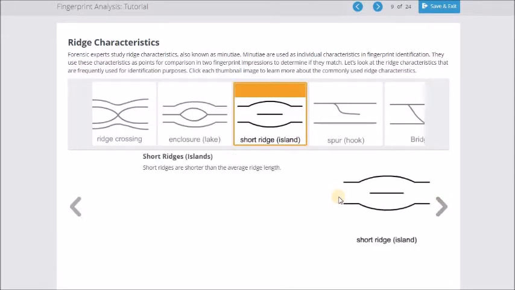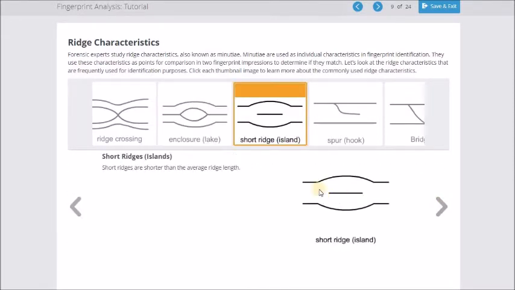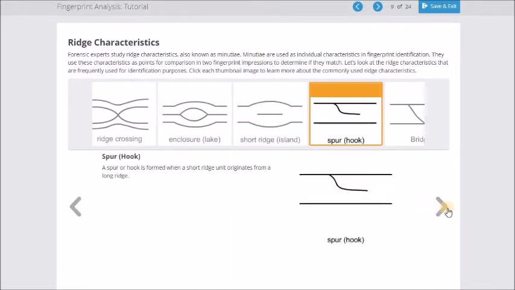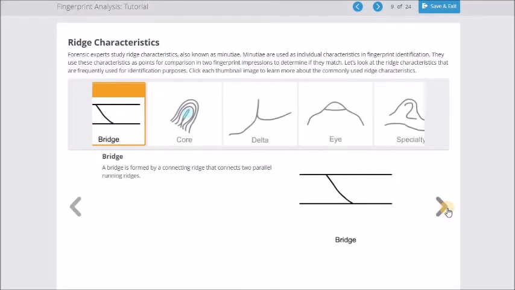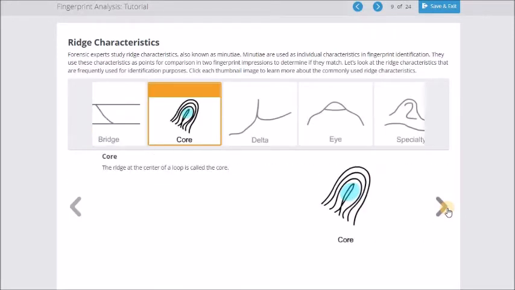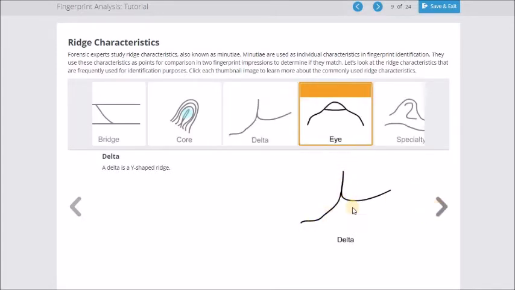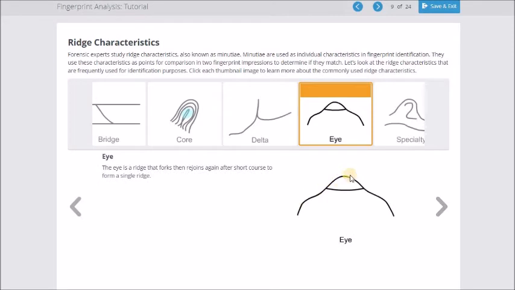You have a short ridge, which is just a little short line here. You've got a spur or a hook that just comes down. You've got a bridge. You've got a core. You have a delta, and a delta refers to the fact that it comes down here and then splits and goes this way and this way. An eye, because this is a weird looking shape, but it looks kind of like an eye. How weird is that, huh?